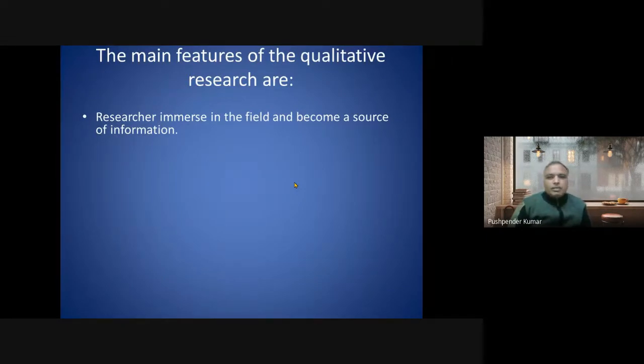And here are a few more features of qualitative research. Researchers immerse in the field. So you stay with the people, you immerse in the field, and you become a source of the information. When we talk about qualitative data, it's kind of case study. It's understanding people in a community, in a society, especially in rural area, tribal area. So if you want to understand what they do, how do they live their life. So now a lot of people want to see how people live in Leh Ladakh. So what you need to do, you go there, stay with them, understand them. So it would be a kind of immersing in the field.